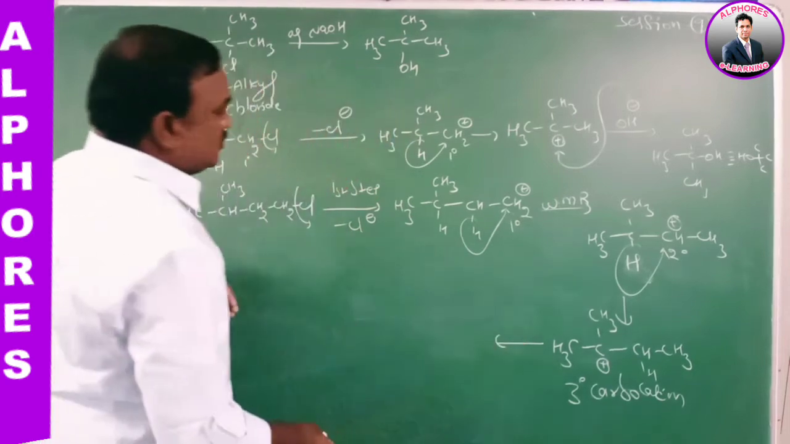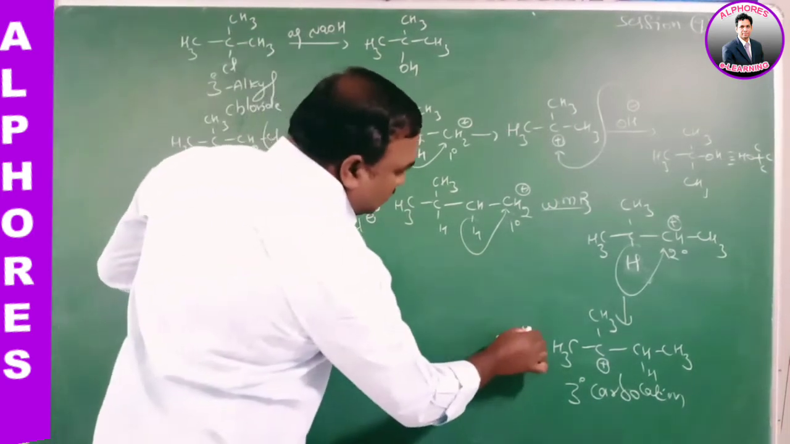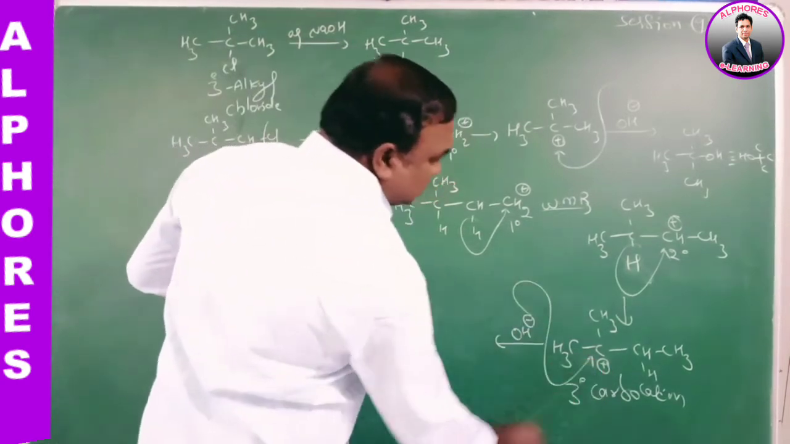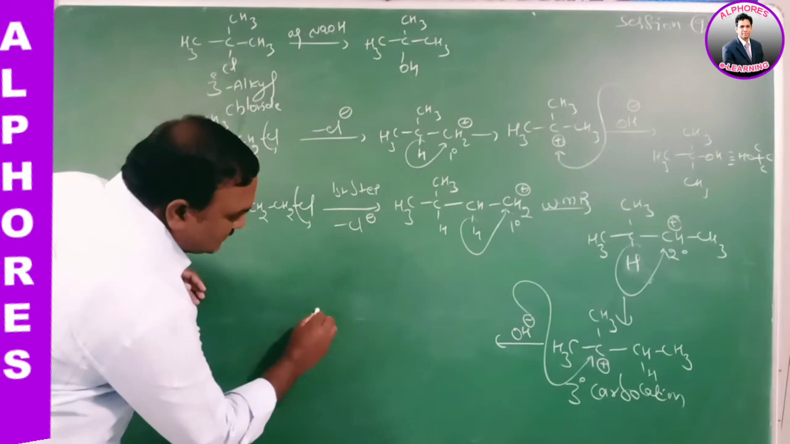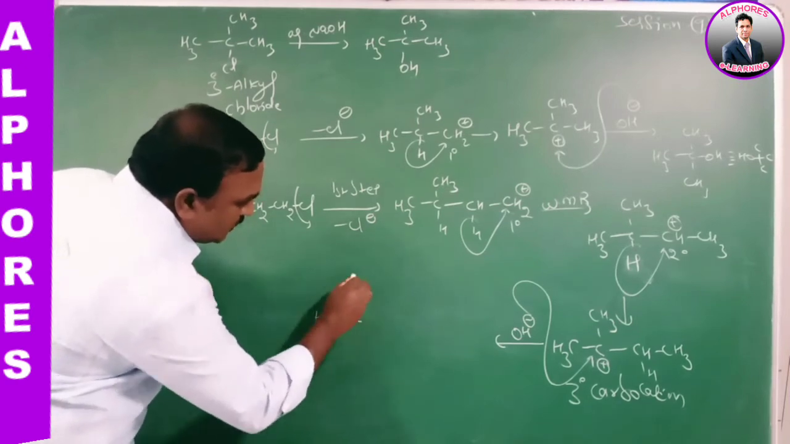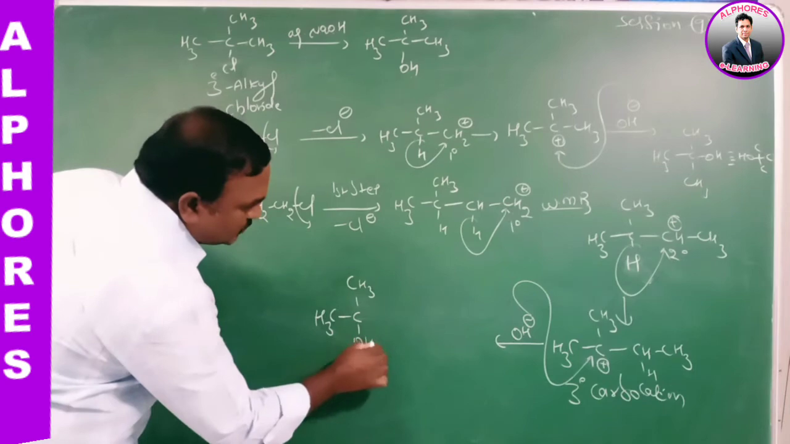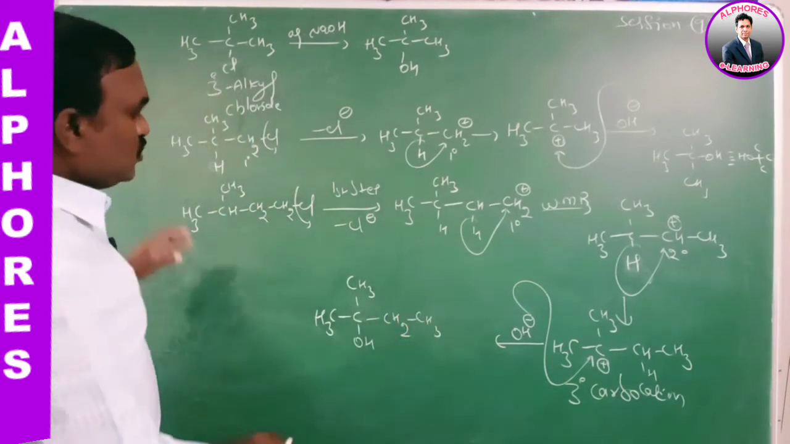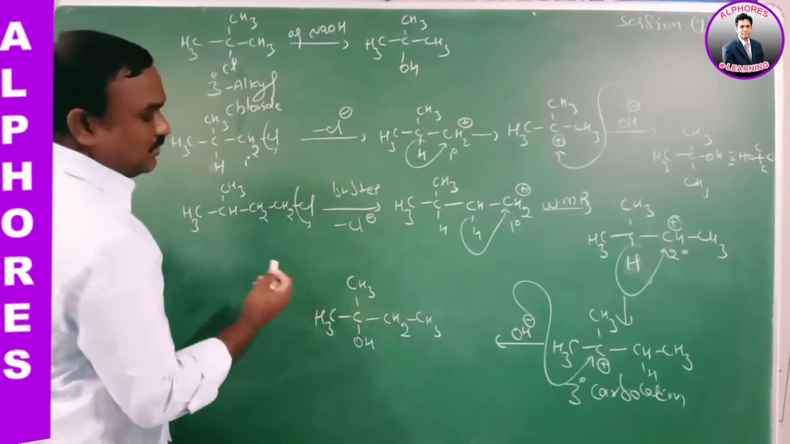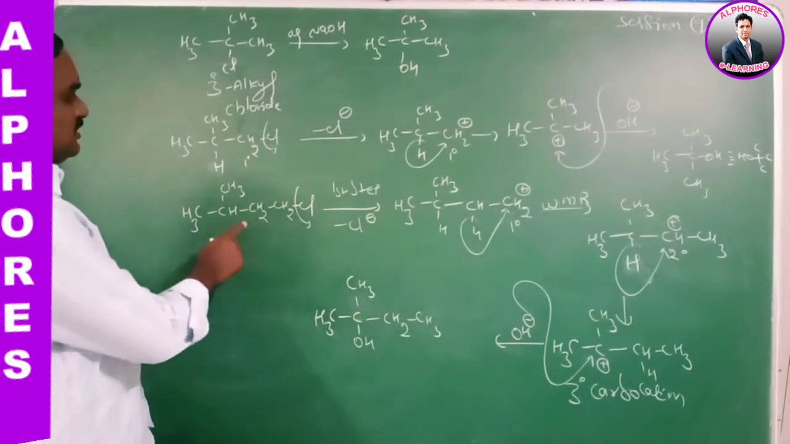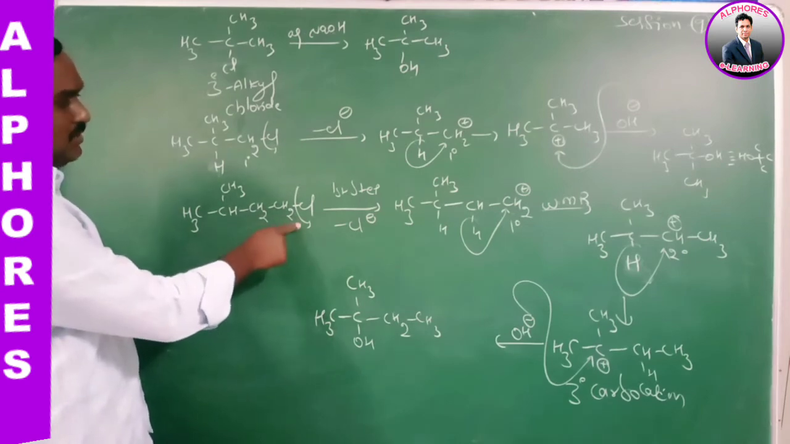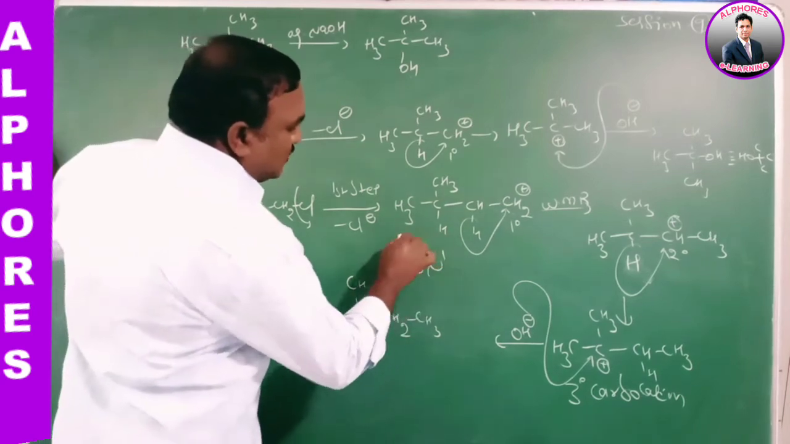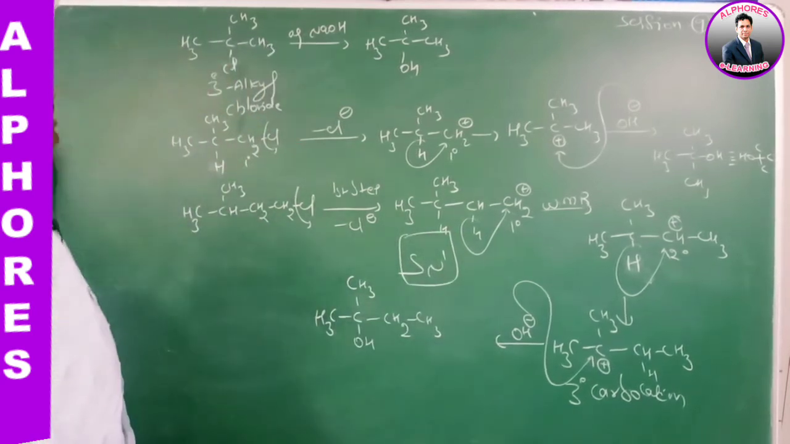The final step is the nucleophile attacking step. If you take OH minus, the OH minus is added to the C plus. The final product is CH3, CH3, C with OH, CH2, CH3. 2-hydroxy 2-methyl butane is formed. The given substrate is primary, but even so the molecule follows the SN1 mechanism due to the presence of rearrangement.